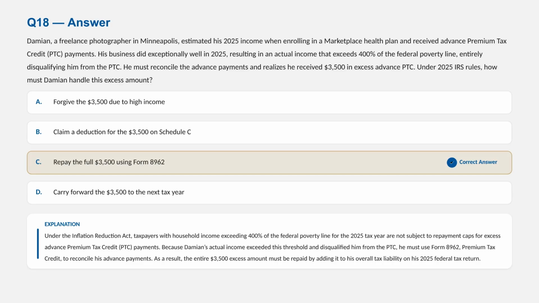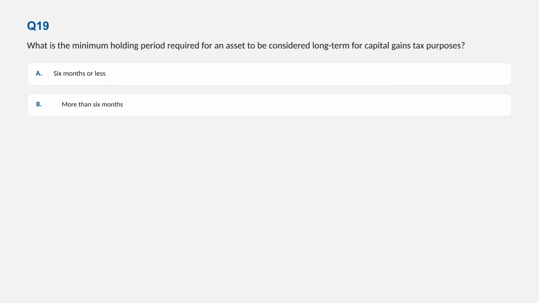As a result, the entire $3,500 excess amount must be repaid by adding it to his overall tax liability on his 2025 federal tax return. Great. Now let's move to our next question. Alright, let's move to question 19.